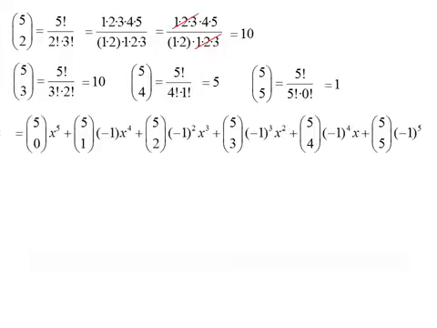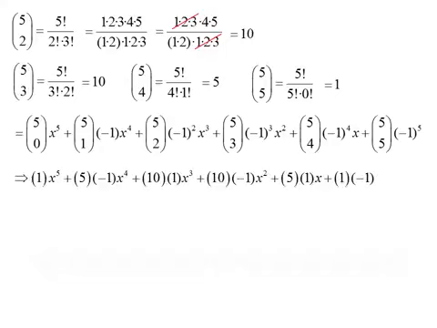So if we look back at our binomial expansion, we have 5 choose 0 times x to the 5th, plus 5 choose 1 times negative 1 times x to the 4th, plus 5 choose 2 times negative 1 squared times x cubed, plus 5 choose 3 times negative 1 cubed times x squared, plus 5 choose 4 times negative 1 to the 4th times x, plus 5 choose 5 times negative 1 to the 5th. So if we go through and evaluate the negative 1 raised to the powers, and evaluate our n choose j's, we plug in those coefficients, we'll get the following.